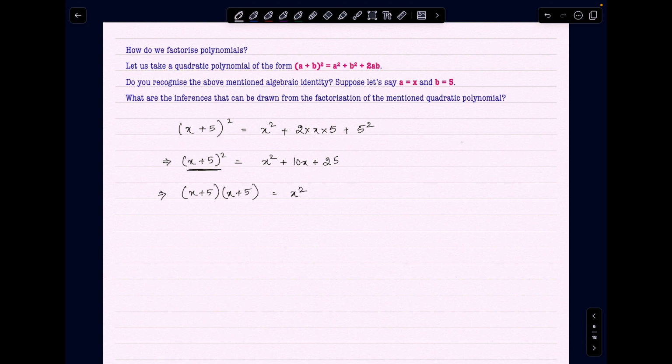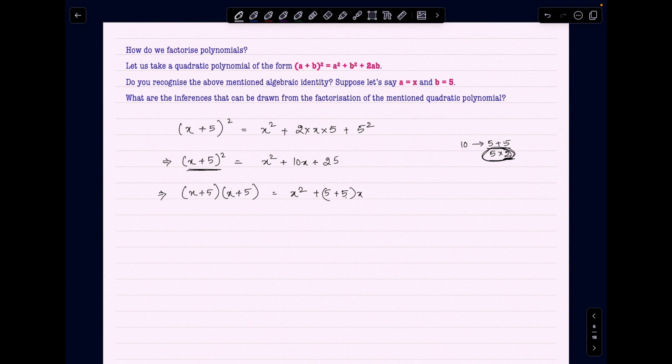Now 10 can be written as what? 5 plus 5 or 5 into 2. But I want to write it only in the form of 5. I do not want 2, only in the form of 5. So this 10x can be written as 5 plus 5x. So x square plus 10x is x square plus 5x plus 5x.